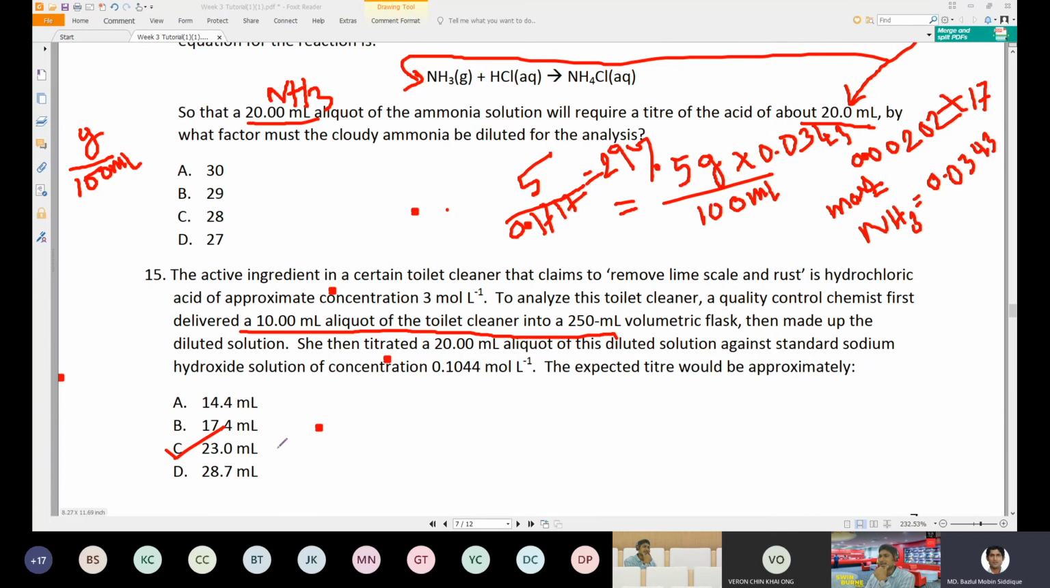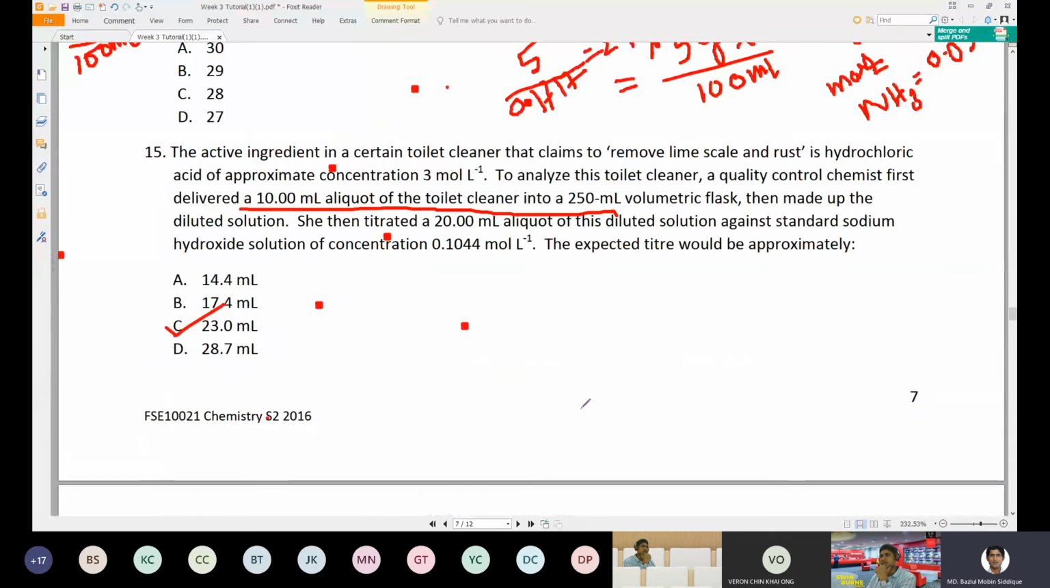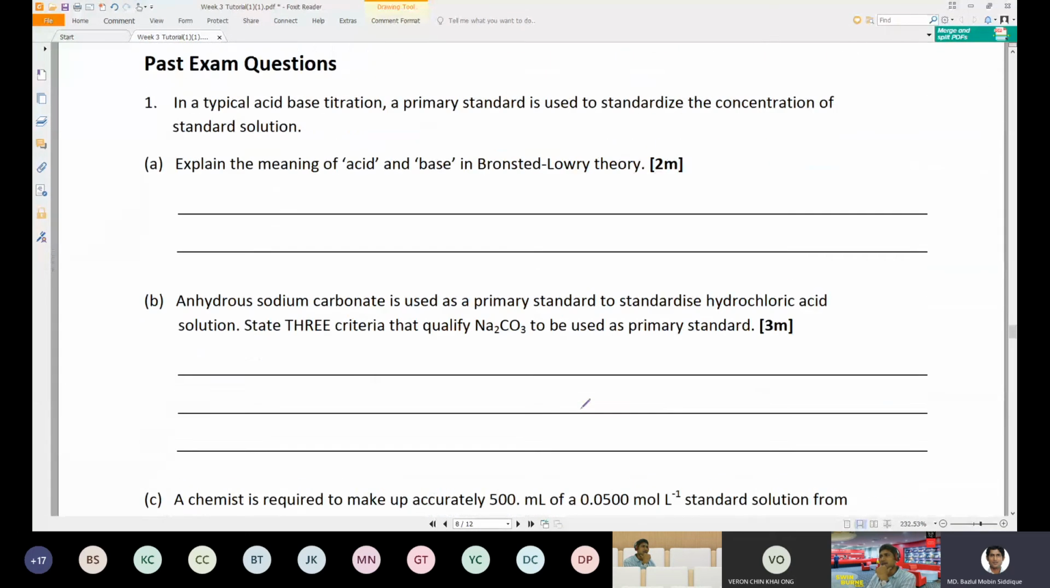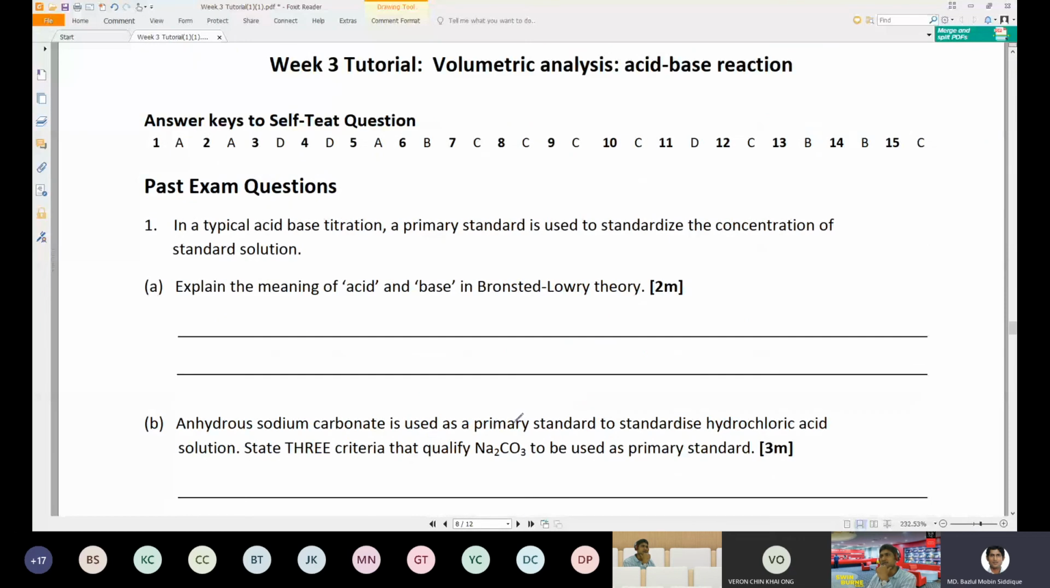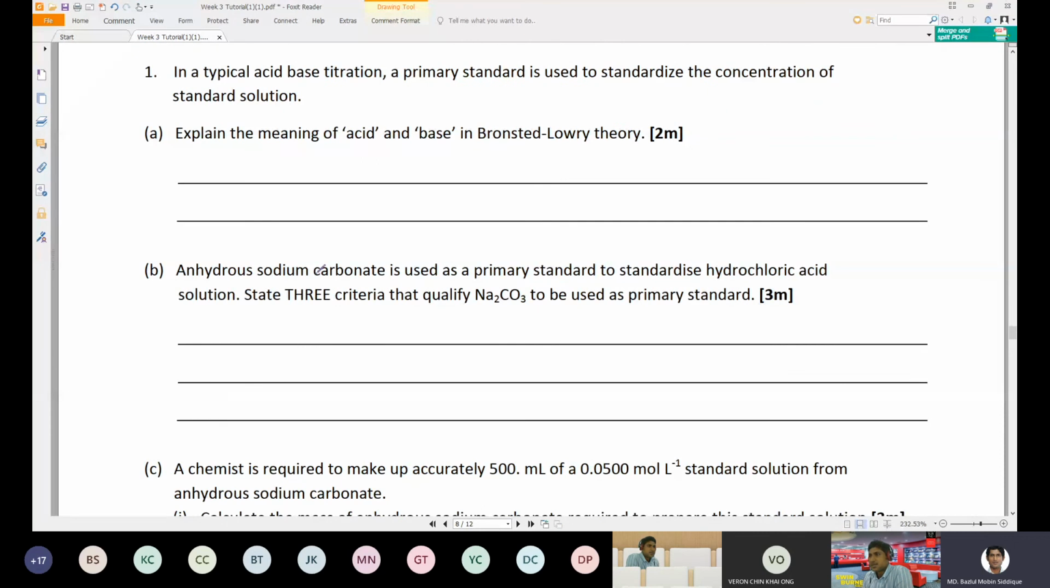Again, you can do N equals C into V as well. Sorry, C1V1 equals C2V2 as well. And from there, you will find the number of moles. From that number of moles, you can come back to this, how many milliliter you will need. So this is question number 15. Any other question you have? I'm not going to go through all these past examination questions. I think there are some quite easy things. Acid and base I just discussed or explained.